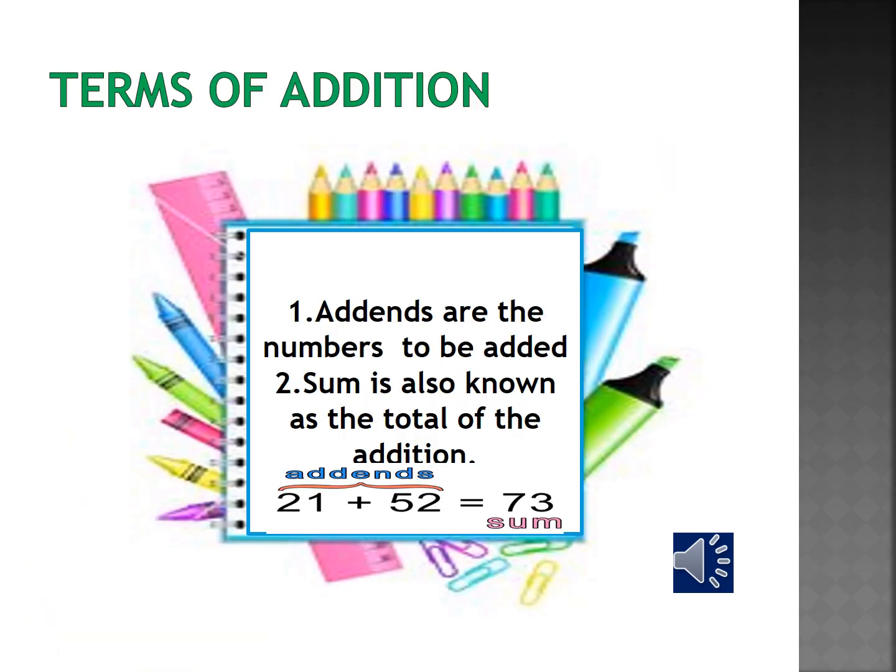Terms of addition. When you add two numbers, you get a sum. The numbers that we add are called addends and the answer or the total is called the sum. In this example, we add 21 and 52. The numbers 21 and 52 are called addends and the answer 73 is called the sum.